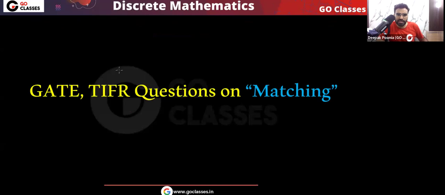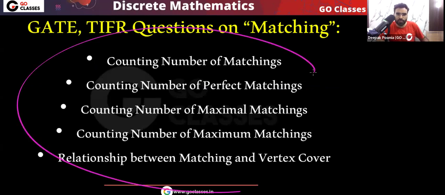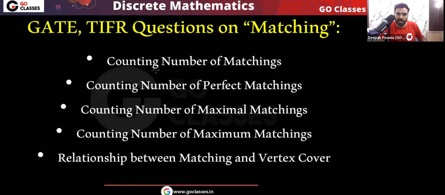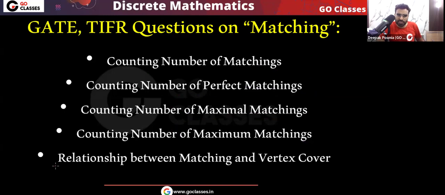Now let's solve GATE and TIFR PYQs on matching. Let me tell you that in the GATE and TIFR exams, these types of questions have been asked from matching: counting the number of matchings, perfect matchings, maximal matchings, maximum matchings, and questions based on the relationship between matching and vertex cover. So these different types of questions have been asked in TIFR and also in the GATE exam. Let's solve all of them.